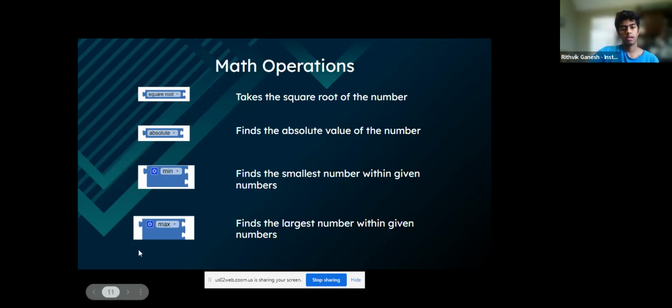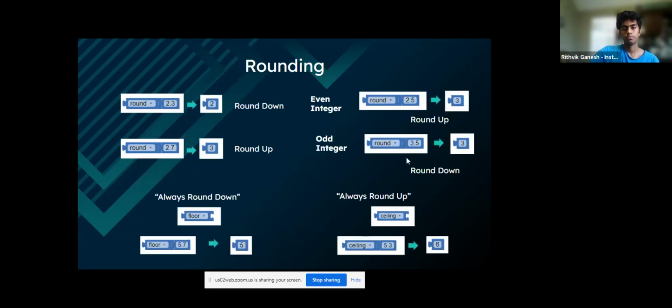There's also min, which finds the smallest number within a given set of numbers, as well as max, which finds the largest number within a given set of numbers. There's rounding. I think you guys probably know how rounding works, but basically rounding looks at a given decimal number and rounds it down or up to the nearest whole number.